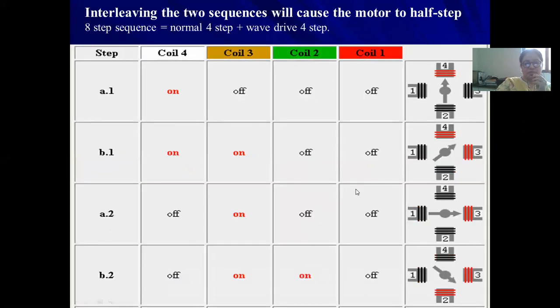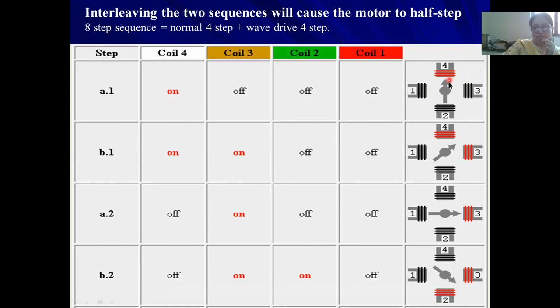Now this method is called the 8-step sequence, and this method is also called the interleaved pattern. Interleaving the two successive coils will cause the motor to rotate in half steps in the sequence of 8 steps. This is the combination of the two methods which we have earlier seen. Here we can see that the coil windings have been alternately energized. So in the first row we can see that coil 4 is energized.